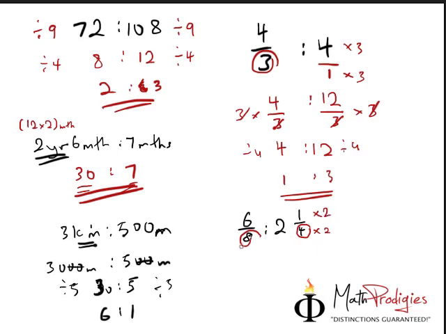You have times 2 on top as well. So you get 6 over 8 is to 2 over 8. Correct? Now, how do we do this then? We have to mix it into a mixed fraction. Therefore, we have 6 over 8 is to what?